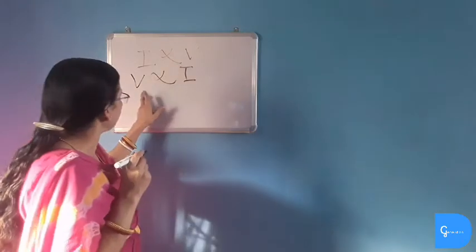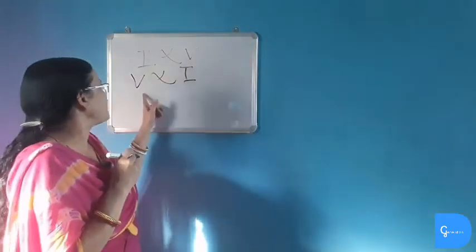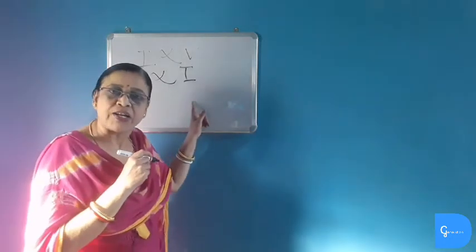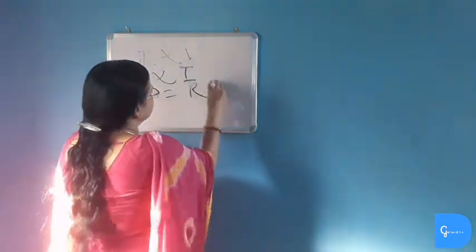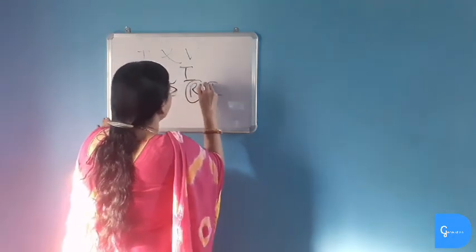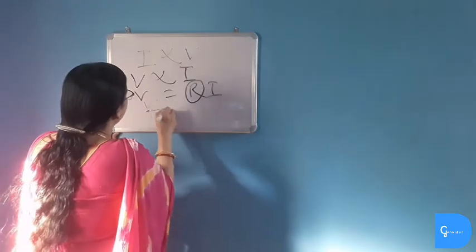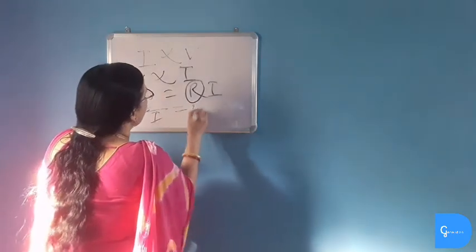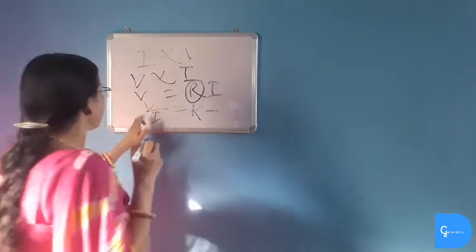This means that when potential difference increases, current flowing in the circuit also increases, and when potential difference decreases, current flowing in the circuit also decreases. Now V is equal to RI. This R is a constant called resistance. So what is the value of R? R means V by I is equal to R. This is Ohm's law. V by I is equal to R.